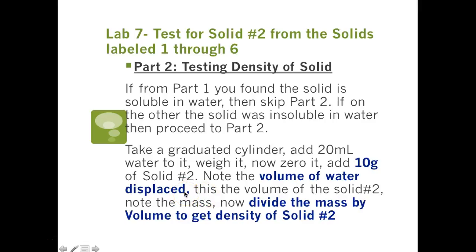All right. So the final volume minus that initial 20 would give you the volume of solid number 2. Now note the mass. Take the mass, divide by volume to get the density of solid number 2.